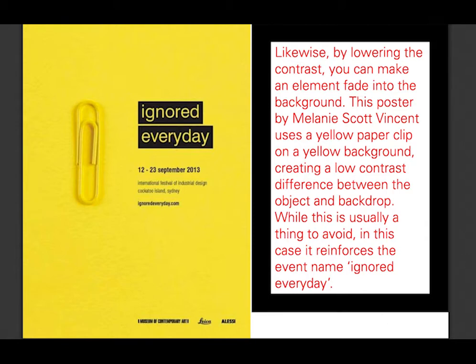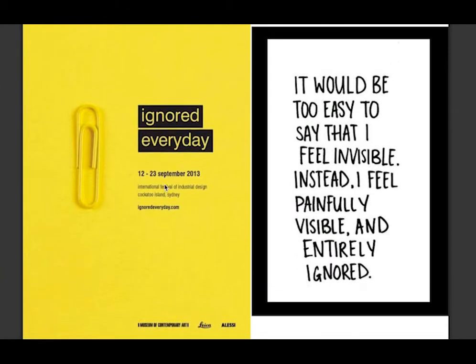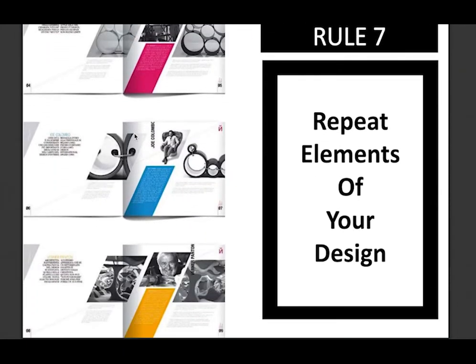This poster by Melanie Scott Vincent uses a yellow paperclip on a yellow background, creating a low contrast difference between the object and backdrop. While this is usually a thing to avoid, in this case it reinforces the event name, Ignored Every Day. It would be too easy to say that I feel invisible. Instead, I feel painfully visible and entirely ignored. And I think this poster conveys this message really well.